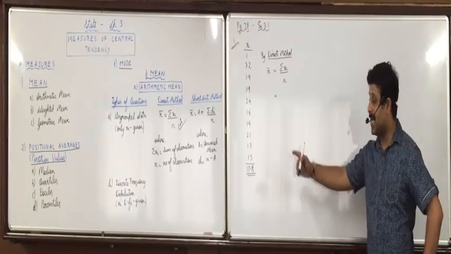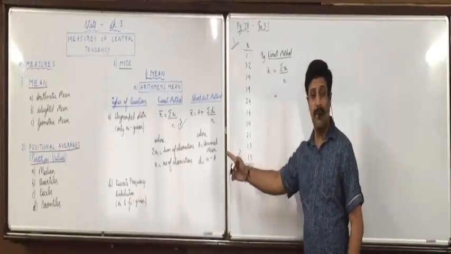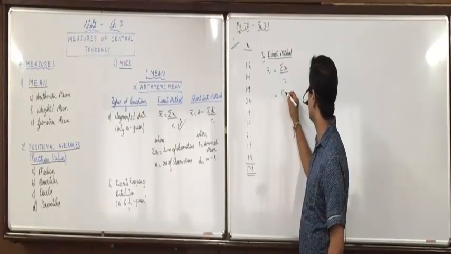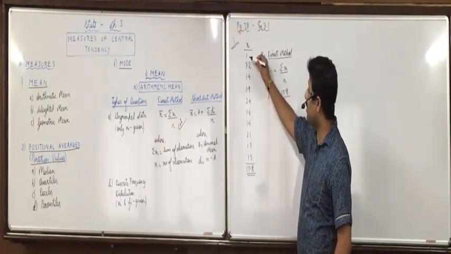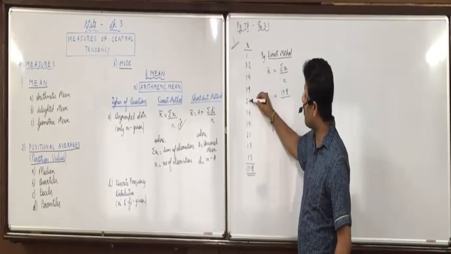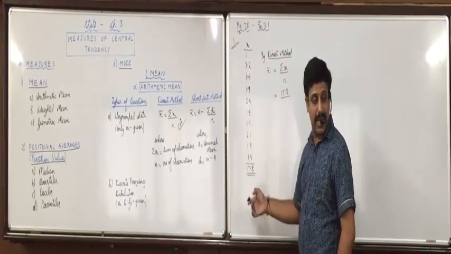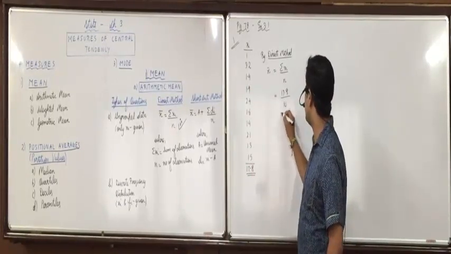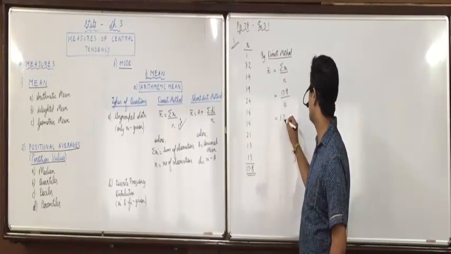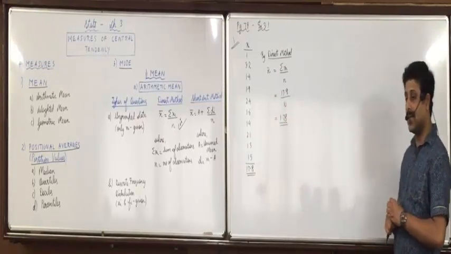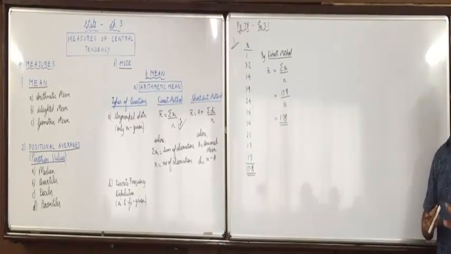Now as I said, sigma xi means sum of observations. Can you see this 17.8? Divide by, let's see, 1, 2, 3, 4, 5, 6, 7, 8, 9, 10. How many observations are there? 10. So divide by 10. 1.78. Did you understand this? And we will be using this formula every time.